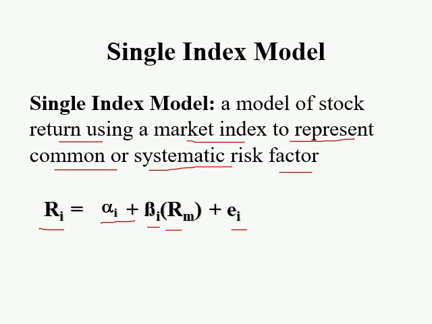And we can eliminate this firm-specific risk by diversification. So the main factor of this model is beta i multiplied by Rm, or the market index, and beta i is a systematic risk factor.